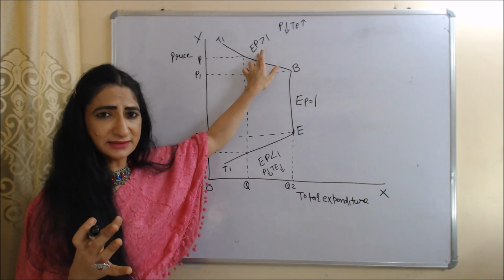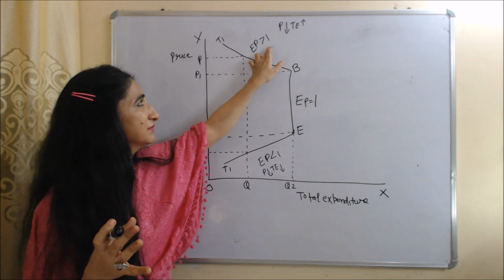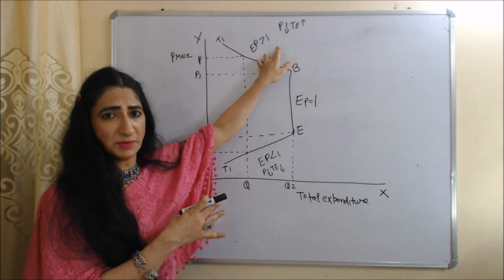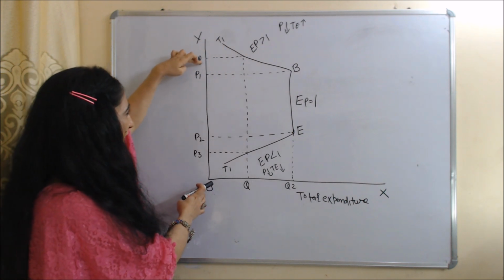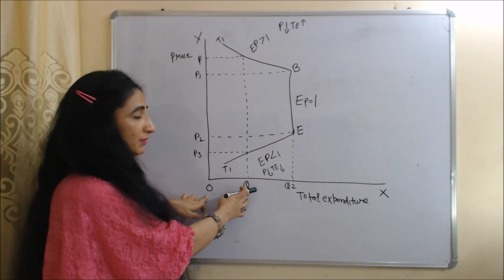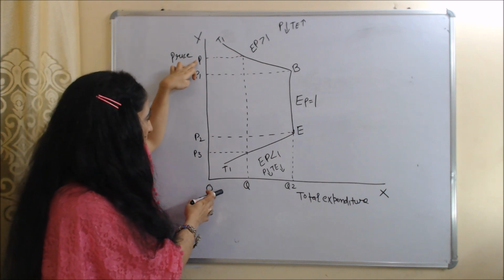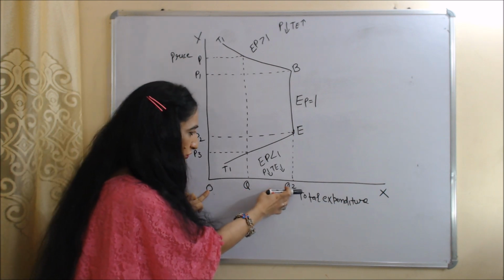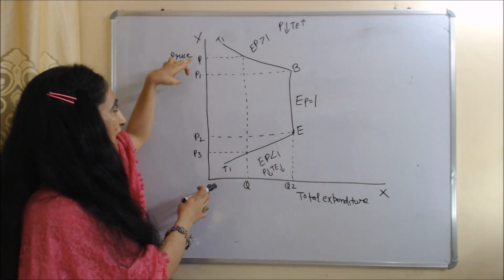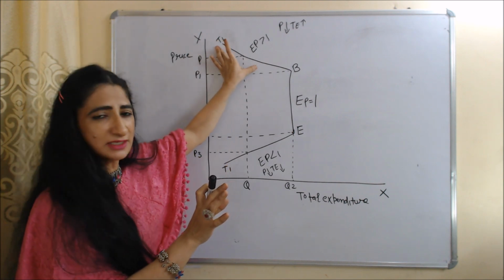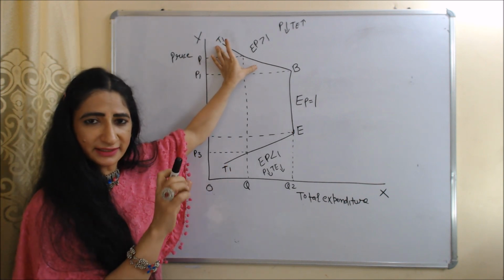When price elasticity of demand is greater than 1, that means reduce in price will lead to increase in total expenditure. Here you can see, when price is OP, total expenditure is OQ. But as price reduced from OP to OP1, total expenditure increased from OQ to OQ2. So here you can see, as price reduced, our total expenditure increased. So this part represents price elasticity of demand is greater than 1.